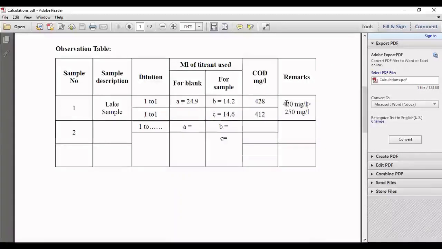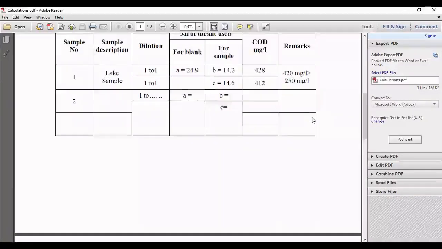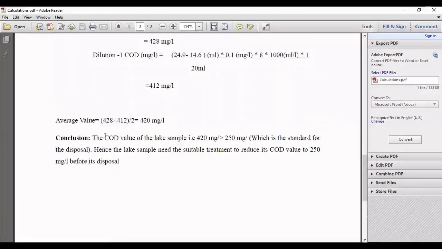Now the value is greater than 250 mg per liter, which happens to be the standard of disposal for sewage water, and it has been written in the remark that 420 mg per liter is greater than 250 mg per liter. In the conclusion, the COD value of the lake sample is 420 mg per liter, which is greater than 250 mg per liter, which is the standard for the disposal. Hence, the lake sample needs suitable treatment to reduce its COD value to 250 mg per liter before its disposal.